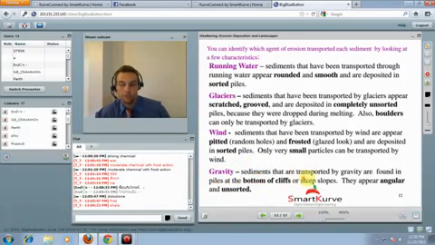Gravity: sediments that are transported by gravity are found in piles at the bottoms of cliffs or steep slopes. They appear angular and unsorted. So this is just like if something's falling off of something else. If you have a hill and things are kind of tumbling down this hill over time, then that's gravity working for you.